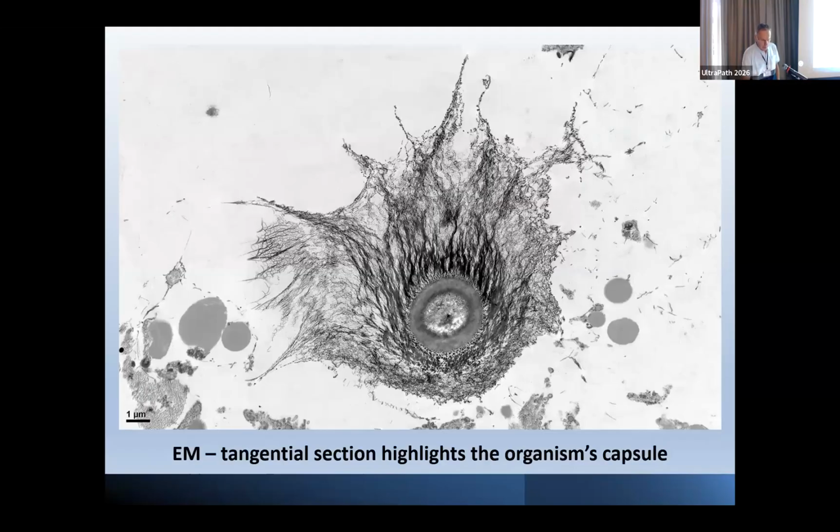Some of them look like this, and when you're unsure about things in infectious diseases, I did show this to Dr. Sarah Miller, and she was straight onto it. She said this is a tangential section through the edge of one of these bugs, and you're getting a real good look at the capsule coming out. And this is the tangential section through the bug here. So she was most impressed by that, and so was I.